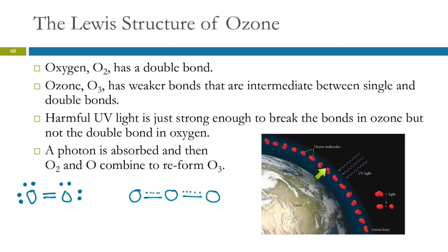So what happens in our atmosphere is there's a lot of ultraviolet light coming from the sun, along with all the other light as well. This UV light is strong enough to break the bonds in ozone, these 1.5 bonds, but not strong enough to break the double bond in the oxygen molecule. So an ozone molecule can absorb one photon of UV light. When it does that, it breaks into oxygen and an oxygen atom.